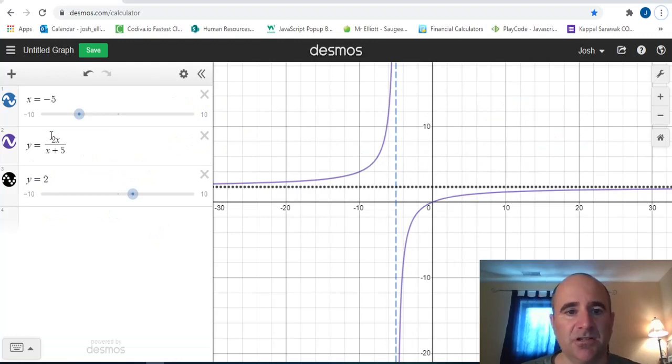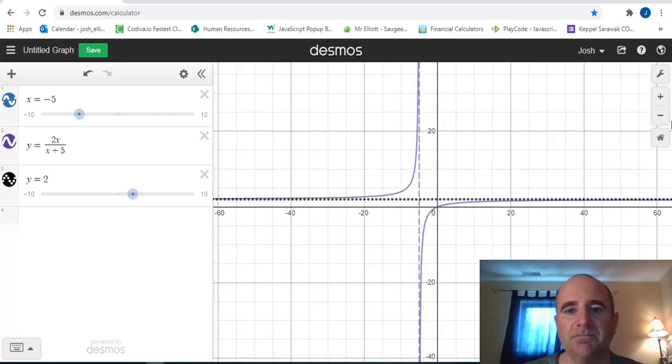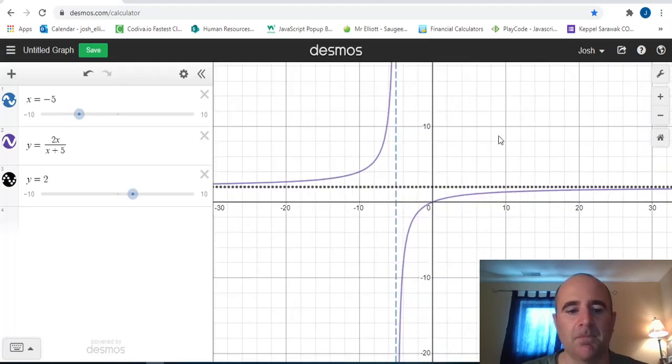So there you see it's all in Desmos, y equals 2x divided by x plus 5, and I've also graphed the vertical asymptote at x equals -5, right here, and our horizontal asymptote at y equals 2. Not a very exciting graph, but sure enough, the end behavior is correct. 2 from above in the negative direction, 2 from below in the positive direction.